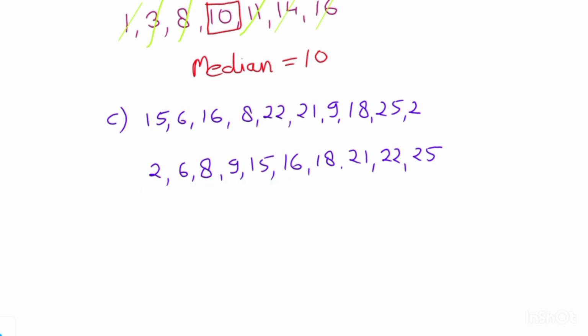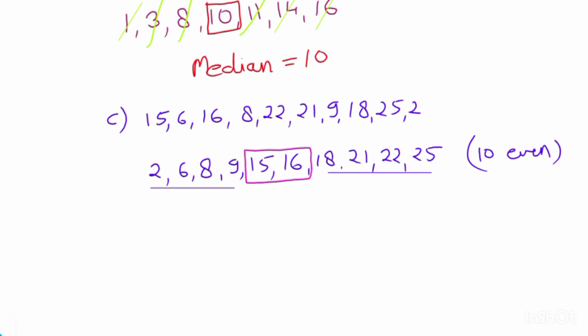Okay. So here we see that we have 10 numbers which are even in count. So when we have even number of numbers, then the median is the average of two middle numbers. So what are the two middle numbers? 1, 2, 3, 4 here and 1, 2, 3, 4 numbers here. So these are the two middle terms.